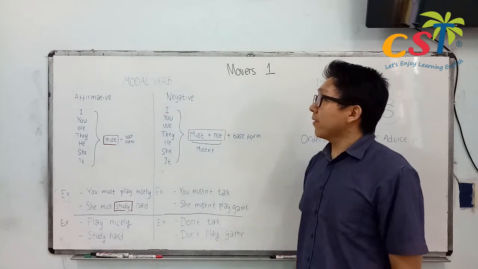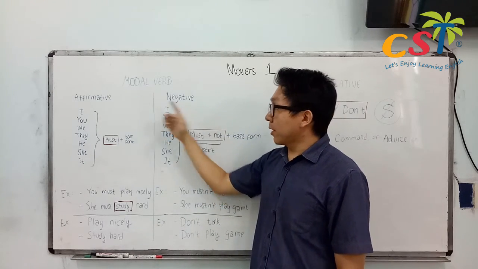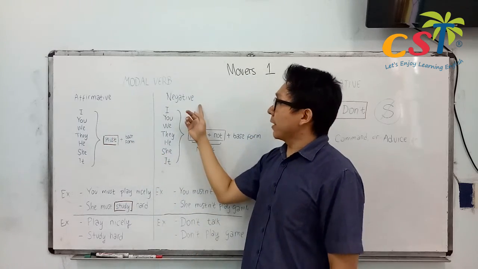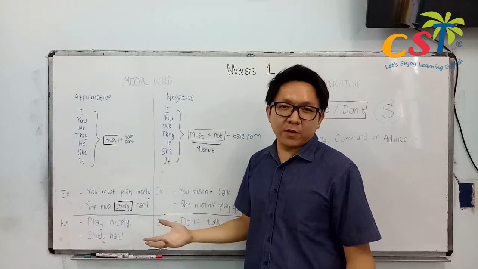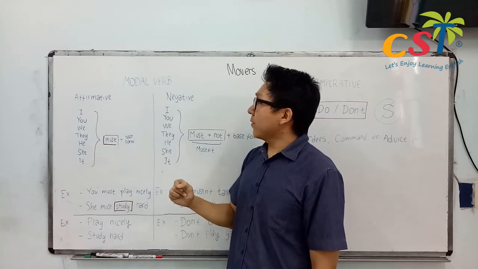Here on the board, I have written affirmative and negative. Okay, affirmative is equal positive, basically. It's a positive sentence. And then negative is the negative one, the one that you know. Okay, so the pattern. Let's talk about the pattern first.